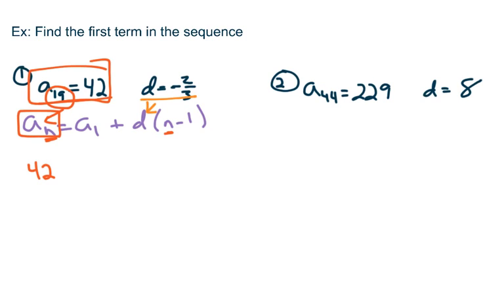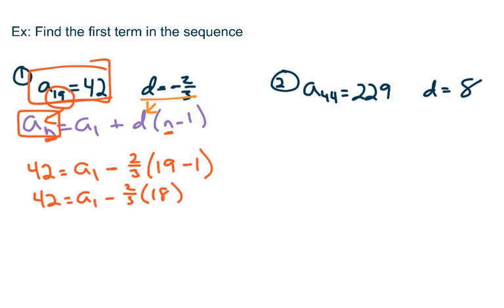So 42 is going to be equal to a sub 1 plus your d value, your common difference, which is negative, so I'm going to make that minus 2/3, times your n value, which was 19, not 13, 19 minus 1. And let's solve for a sub 1. 19 minus 1 is 18, so 42 is equal to a sub 1 minus 2/3 times 18. 2/3 of 18 is 12, so we'll say 42 is equal to a sub 1 minus 12, and all we need to do is add 12 to both sides, and we can say that the first term in our sequence is 54.